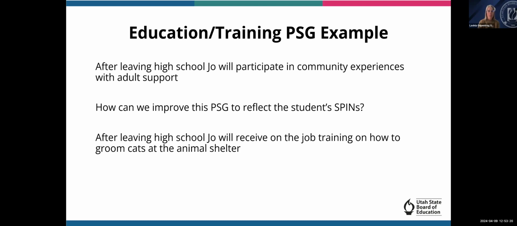So she will receive that further education and training with a job coach, expanding her skills around grooming animals, specifically grooming cats at the animal shelter. See how this is a whole lot more specific. If we know that that's the end goal, we could be working on a lot of things with Joe instead of just, oh, we're going to take her out in the community, right? This is a lot more targeted towards her interests and her abilities.